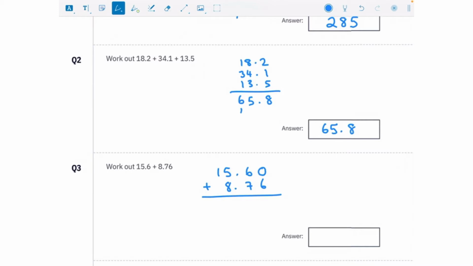0 add 6 is 6. 6 add 7 is 13, so we're going to put 3, carry the 1. 5 add 8 is 13, add the 1 is 14, so 4, carry the 1. And 1 add 1 is 2, and we've got that decimal point there, so 24.36.